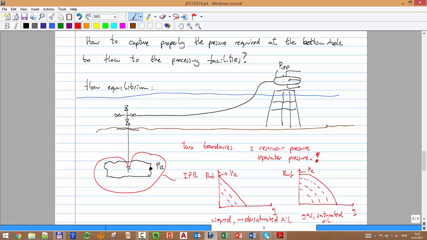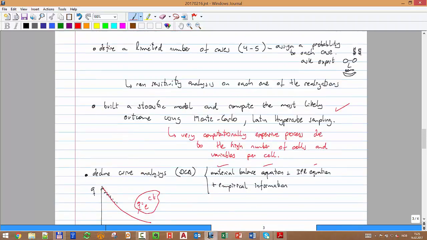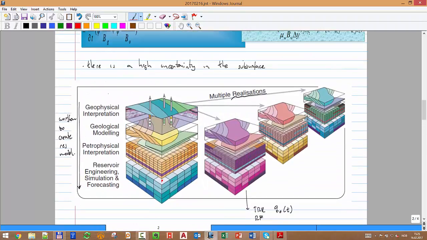Now I'm going to ask you a tough question. In the reservoir simulator, we already said we put a pressure condition here, right? So what is the other bound, the other pressure?